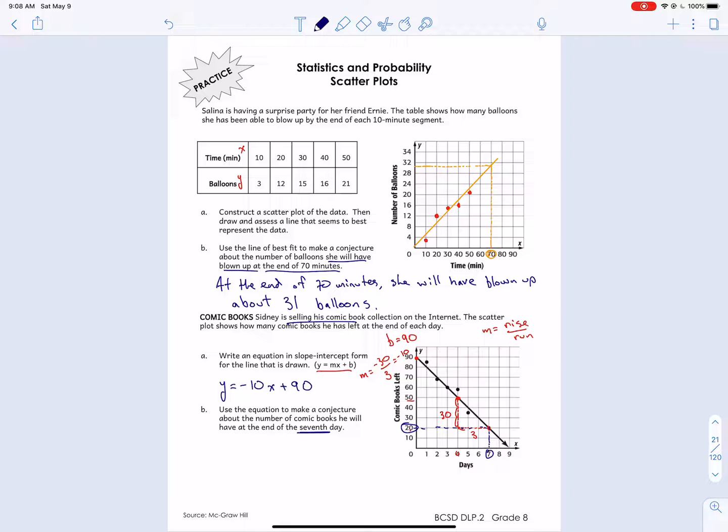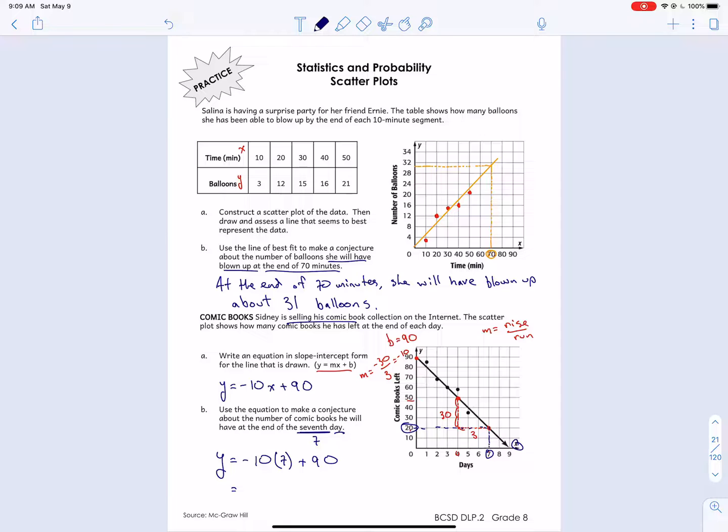Okay, so for this problem, we could have just looked at the graph, but let's see if we can use this equation to find the same number. So we already know the answer, which is helpful when checking our work. So when I'm doing the equation, I'm going to take the number that we are given here. So 7, this is 7, and it's days. So this is the x-axis. So instead of x in our equation, I'm going to put 7.